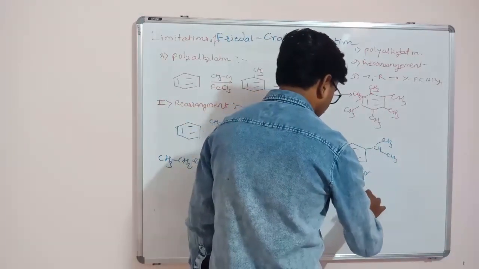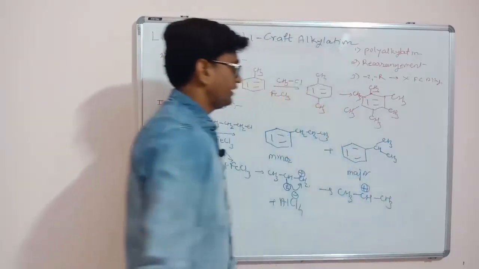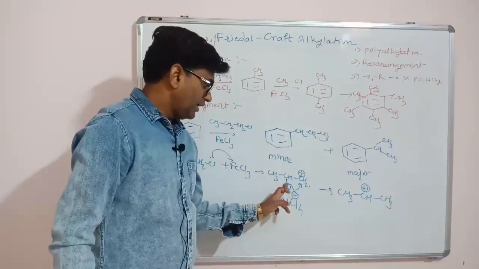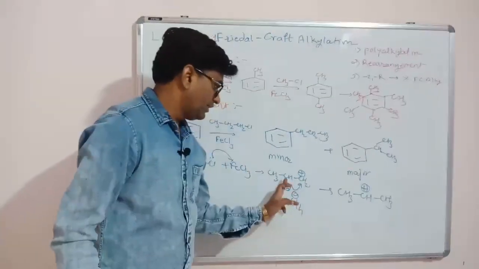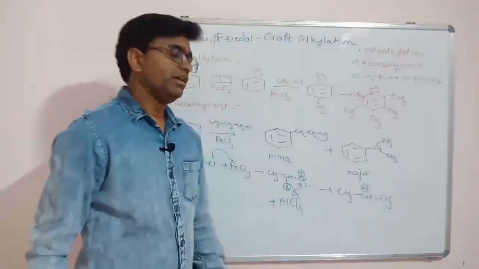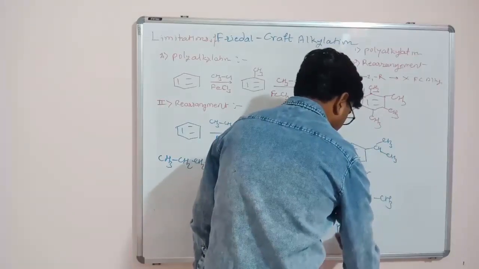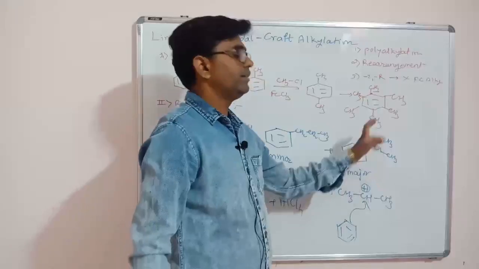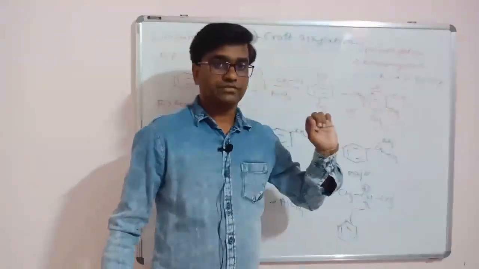So CH3CHCH3, this is the secondary carbocation. So this is the rearrangement. This alpha hydrogen is migrated to the carbocation carbon. So CH2 becomes CH3, while the neighbouring CH2 becomes the CH carbocation. Now our benzene will attack this carbocation and we will get isopropyl benzene as the major product.